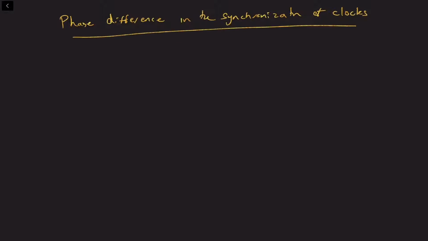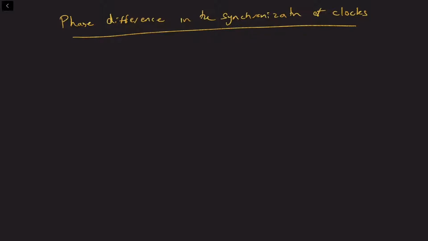Now let's try to understand the phase difference in the synchronization of clocks as seen by a moving observer. Okay, and we'll try to again understand this intuitively from the postulates of special relativity and what we've already seen about length contraction and time dilation.